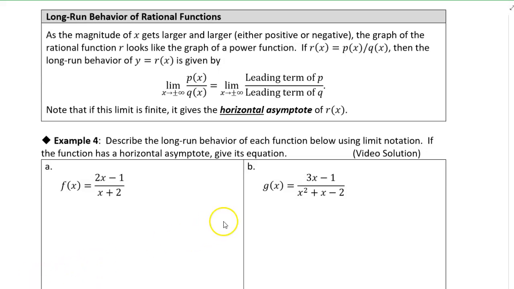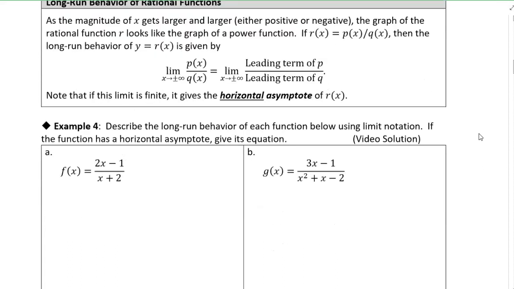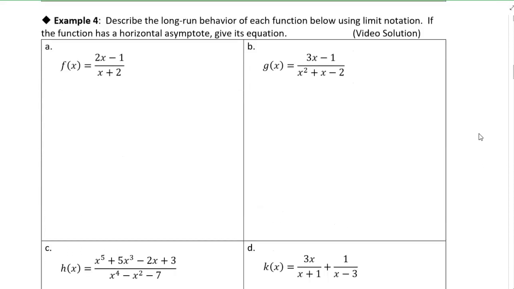So in this next example, we're going to look at some rational functions, find the long run behavior, and then give the equation of any horizontal asymptotes. So, let's take a look at this first one. We have the function 2x minus 1 over x plus 2.